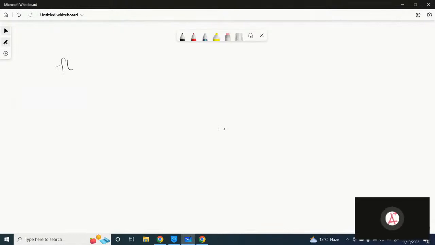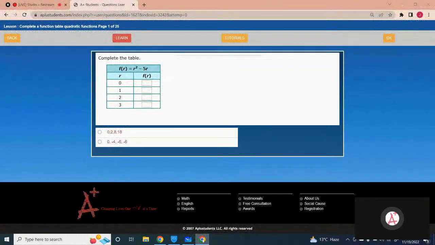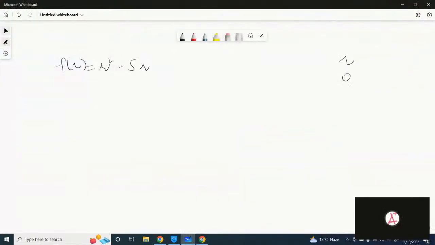f of r equals r square minus 5r. R has the values 0, 1, 2, 3. Just replace the r with the 0. So it would be 0 square minus 5 times 0, which is 0. That means when r is 0, f of r is also 0.